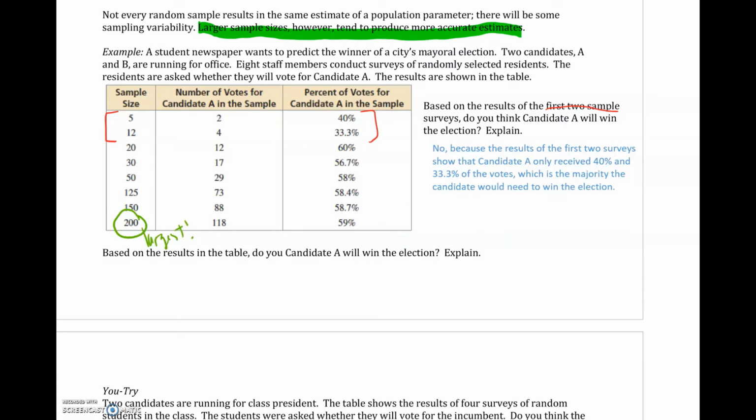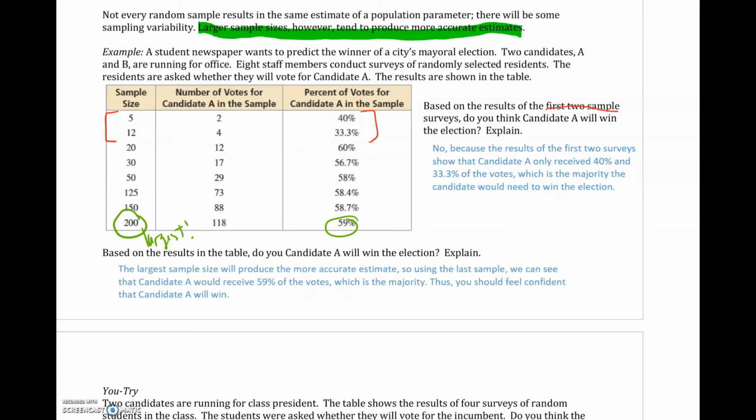So then what we're going to do is look over at this percent and you'll realize, hey, if we polled 200 people, that number jumped from 33.3% to 59%. And now, yes, this candidate is actually getting the majority. So perhaps it's a more accurate inference or prediction to say candidate A will actually win the election. All right. So go ahead and hit pause here if you'd like to try the next try problem. And then whenever you're ready, we're going to move on to the next example. And we'll check all those tries at the end of the video.